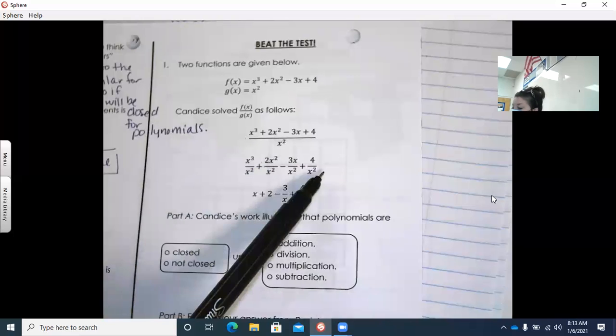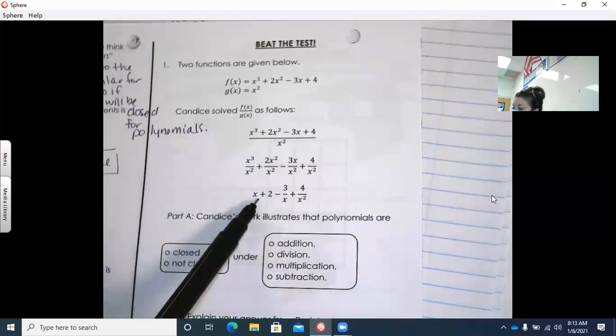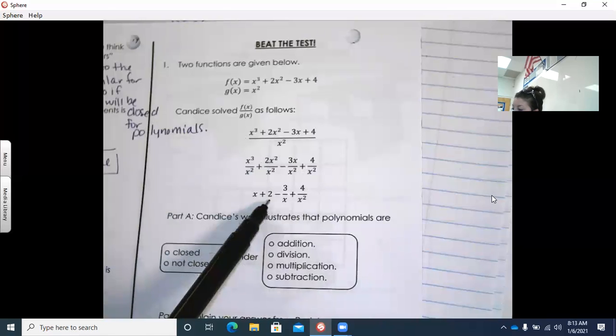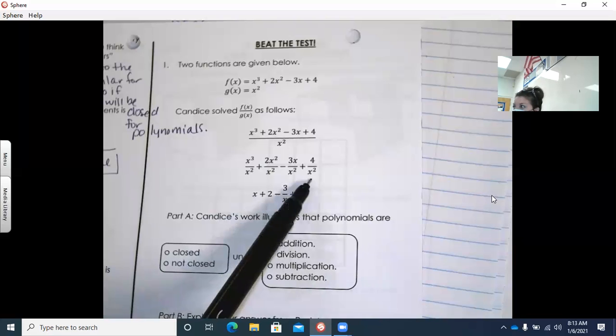Then she went and reduced. X cubed divided by x squared is x. Is x a monomial? Yeah. 2x squared divided by x squared is 2. Is 2 a monomial? Yes. Negative 3x divided by x squared is negative 3 divided by x. Is that a monomial? No. What's the problem? Got a variable in the denominator. 4 plus x squared reduces to 4 plus x squared. Is that a monomial? No.